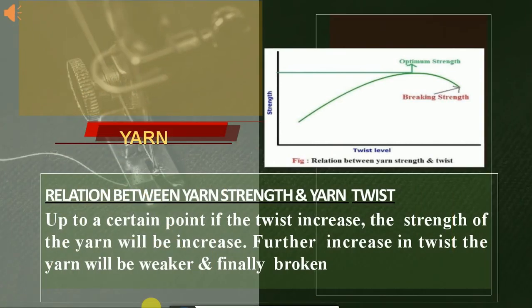Relation between yarn strength and yarn twist. Up to a certain point, if the twist increases, the strength of the yarn will increase. With further increase in twist, the yarn will become weaker and finally break.